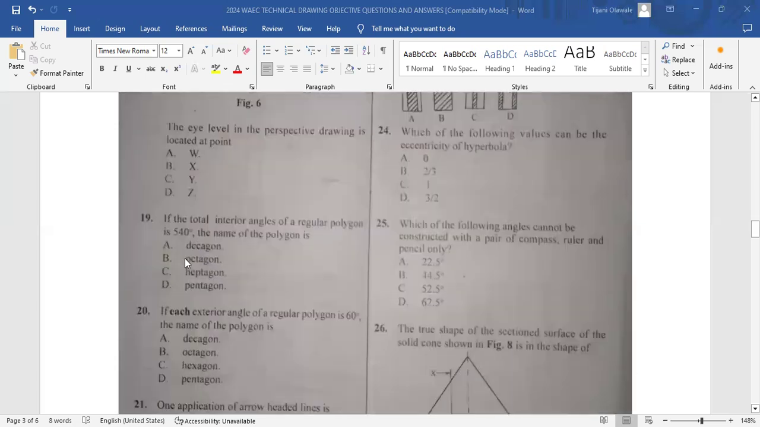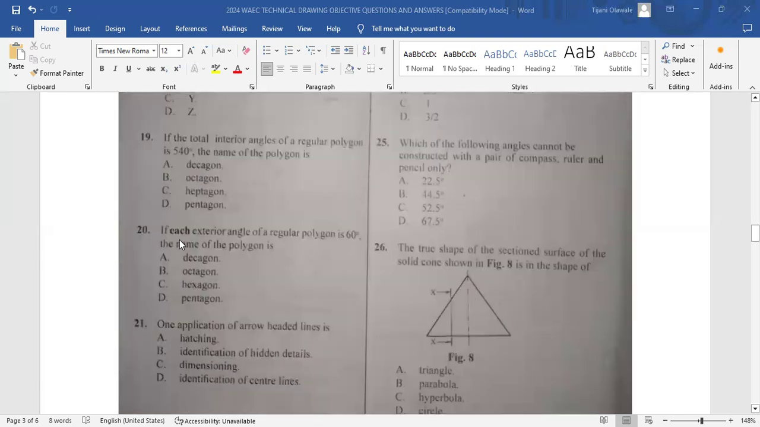Then question 19, if the total interior angles of a regular polygon is 540 degrees, the name of the polygon is a pentagon. That is option D. Question 20, if each exterior angle of a regular polygon is 60 degrees, the name of the polygon is a hexagon. That is option C. Then question 21, one of the applications of an arrow-headed line is dimensioning. That is option C.